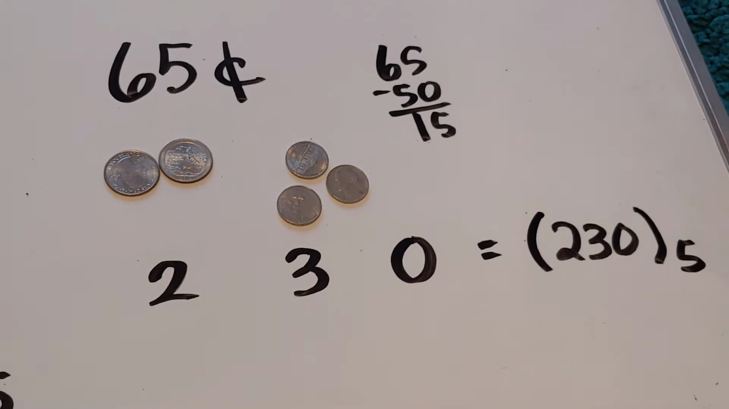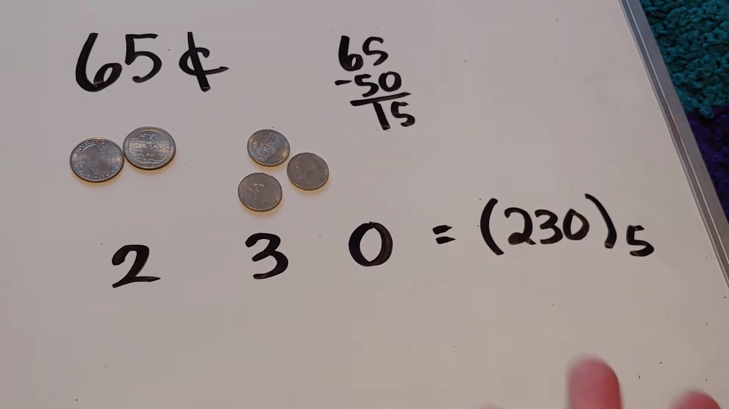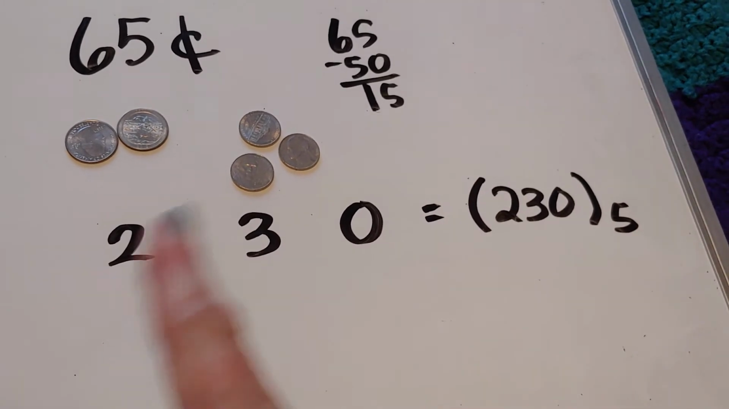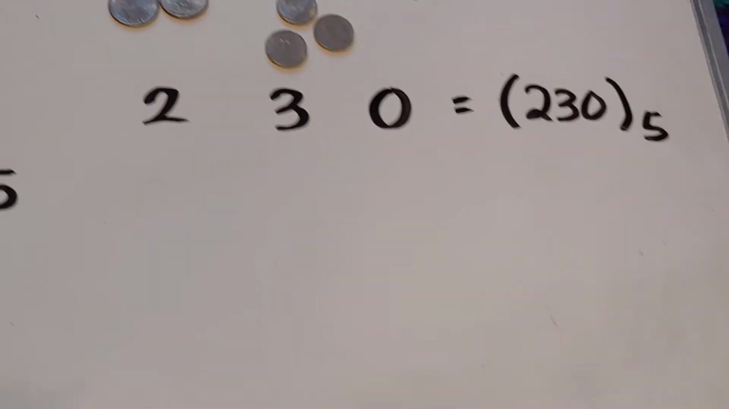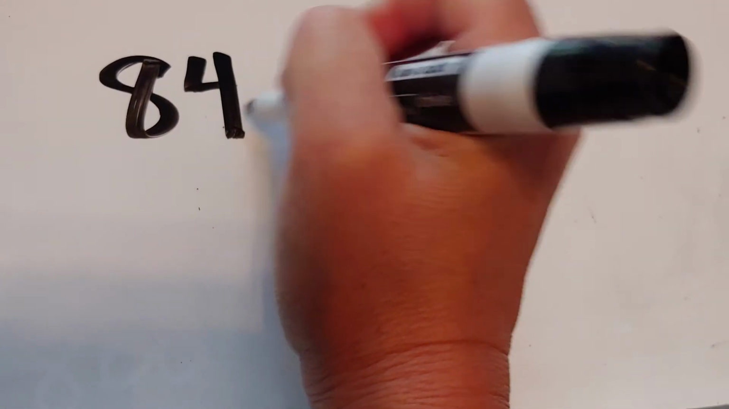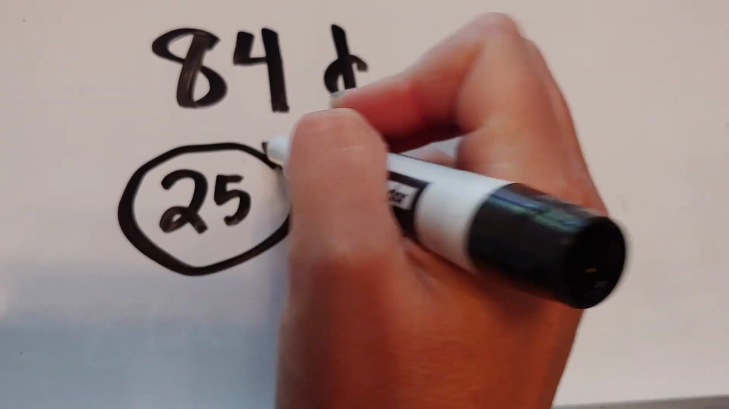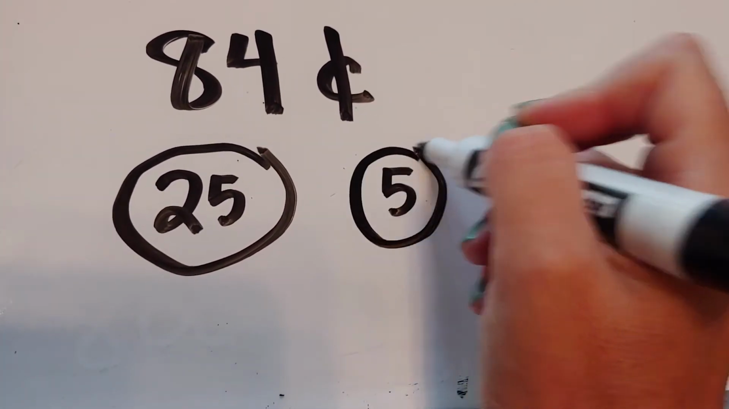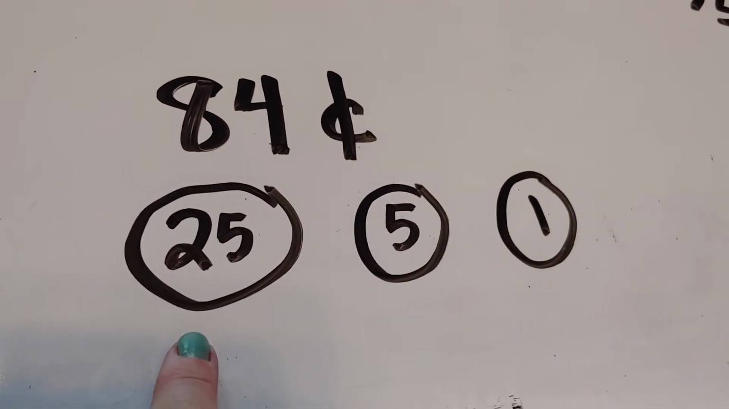Okay. For those that don't have quarters, nickels, and pennies handy, I'm going to show you another way to do this right now without actually manhandling the coins. Okay? So let's say that I wanted to figure out how to make 84 cents. All right, so I'm just going to draw a 25 for a quarter, a 5 for a nickel, and 1 for a penny.